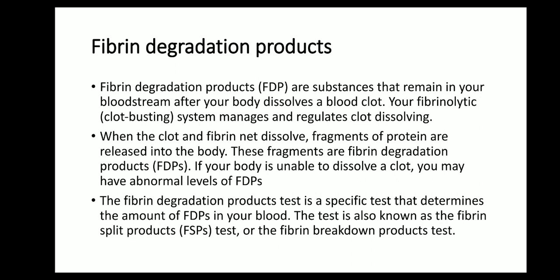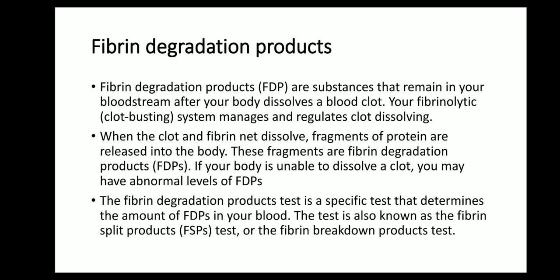Next, coming to fibrin degradation products. Fibrin degradation products are the substances that remain in our bloodstream after the body dissolves a blood clot. The fibrinolytic system manages and regulates clot dissolving. When the clot and fibrin net dissolve, fragments of proteins are released into the body. These fragments are fibrin degradation products. If the body is unable to dissolve the clot, then there will be abnormal levels of FDPs.